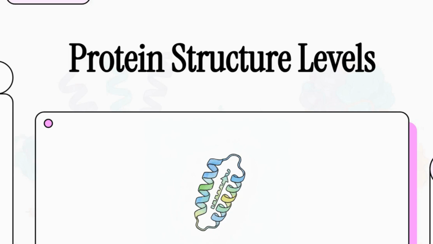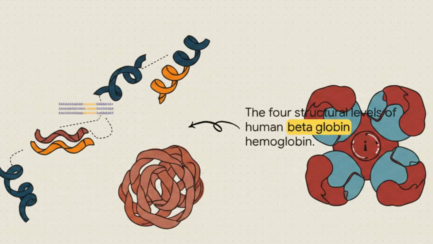Today, we're taking a rapid-fire journey zooming out from microscopic linear sequences all the way up to the three-dimensional machines that keep us alive. We're talking protein structure, primary to quaternary. Let's get right into it. So let's dive into this master blueprint of biological complexity. Our anchor for today is human hemoglobin.